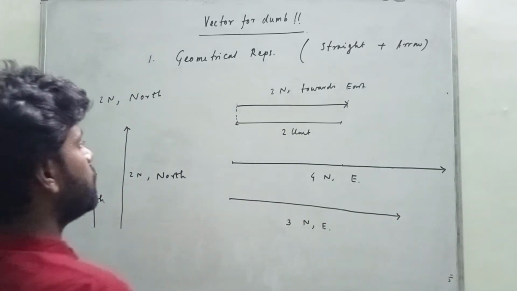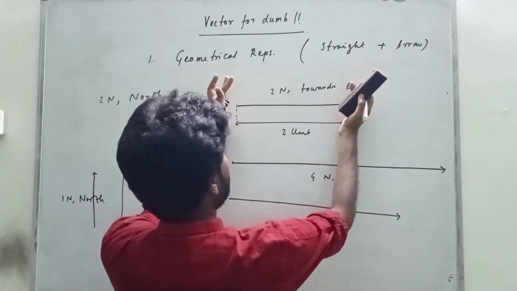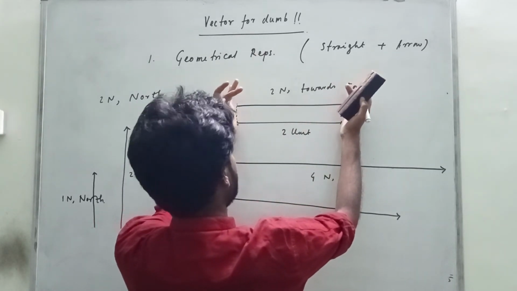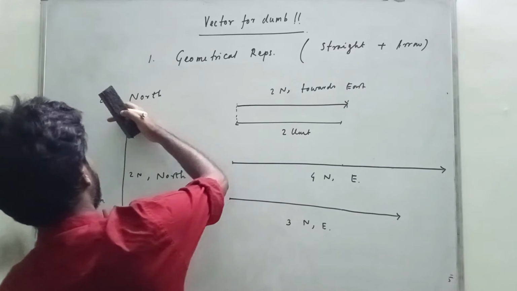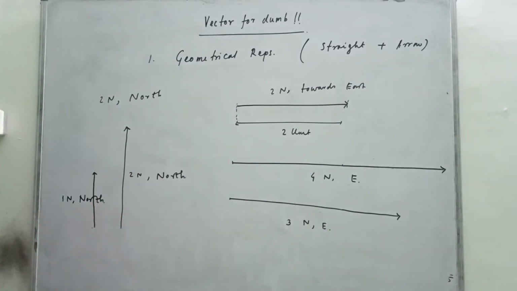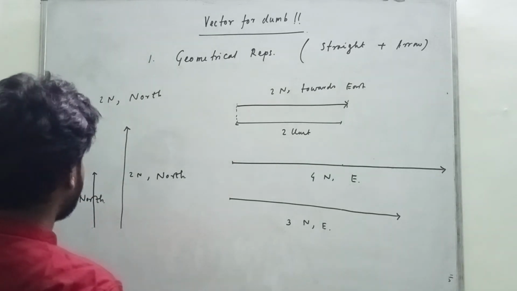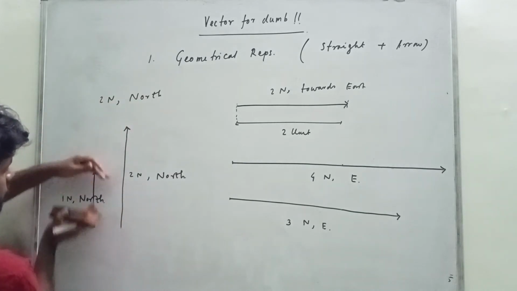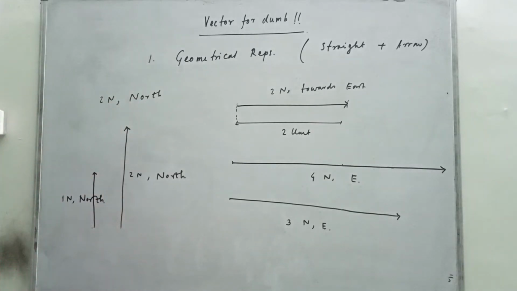And then the 2 Newton force towards north, that means the length of this straight line will be the same, but the direction of this thing is towards north. And if I introduce the 1 Newton force towards north, that means half the length of this straight line, just half. Okay, so it is our very simple thing.